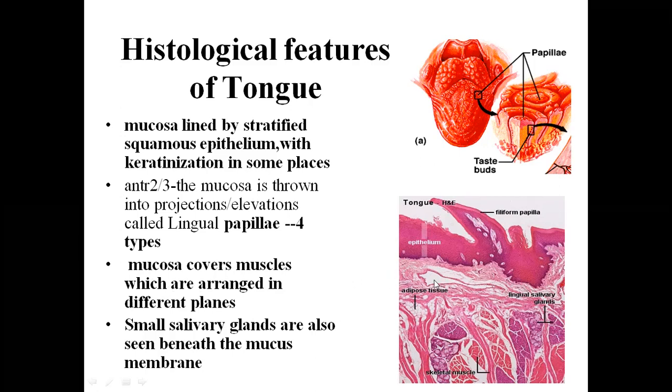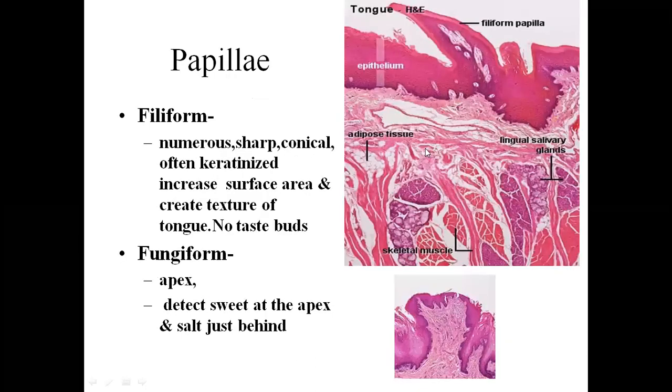The mucosa covers the muscles. Now you are finding these are all muscle bundles which are underlying. This is one muscle bundle running in different planes. So this is skeletal muscle, arranged in different planes. You can also see small salivary glands embedded within the substance of the tongue below the mucous membrane. Now let us discuss papillae in detail.